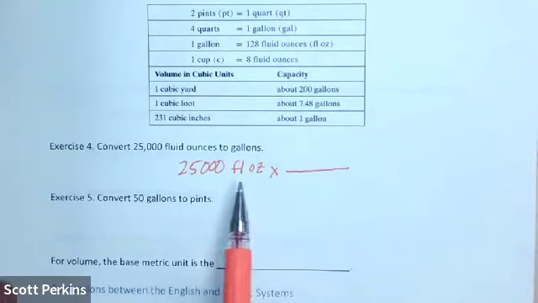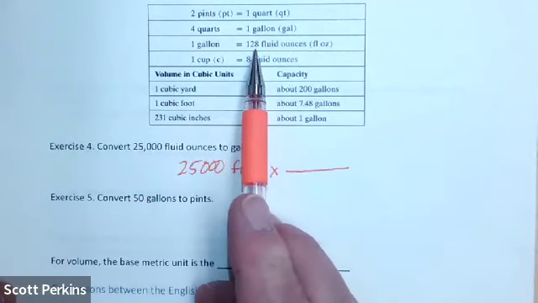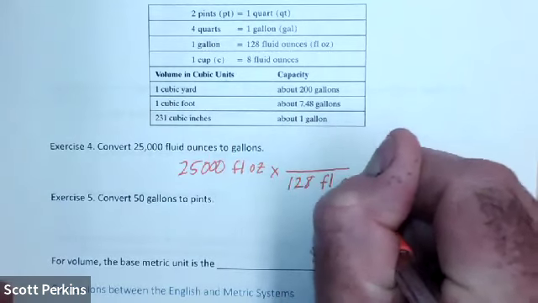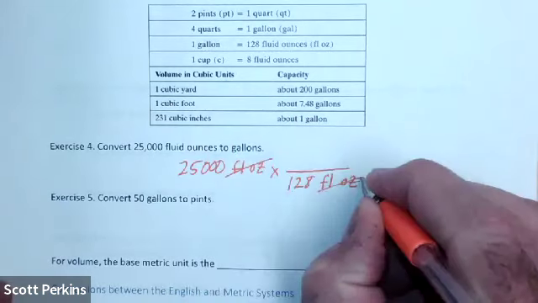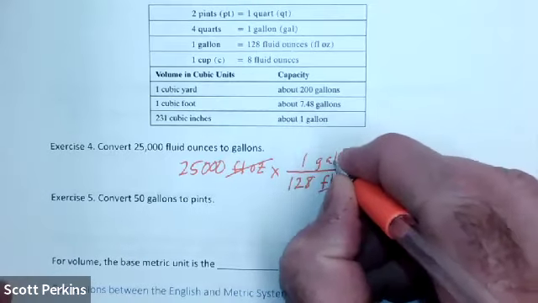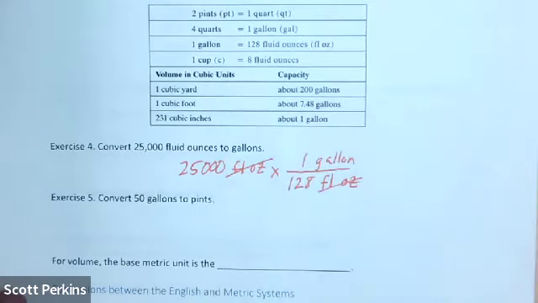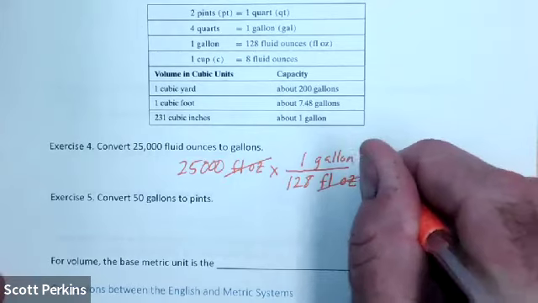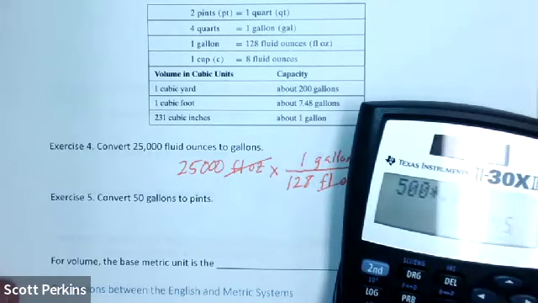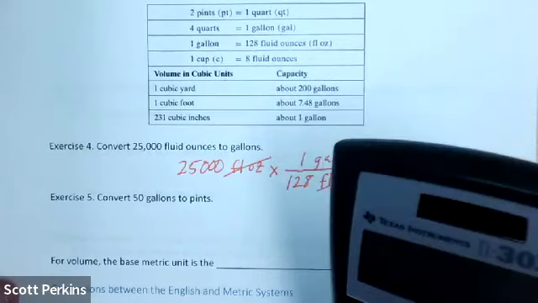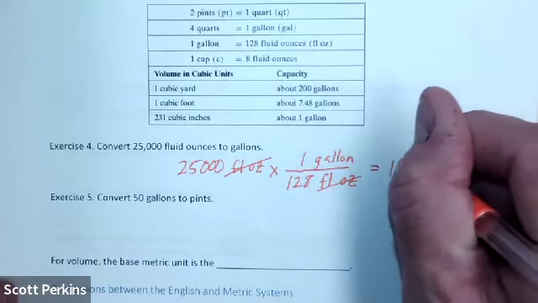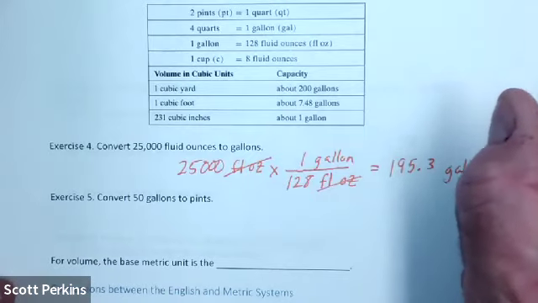So the conversion here between fluid ounces and gallons is that there's 128 fluid ounces in a gallon. So I'm going to put the 128 in the denominator because that's what I want to cancel, the fluid ounces in 1 gallon. Just to give you an idea, your typical can of Coke is 12 fluid ounces. So that's kind of the size of the dimension we're looking at. So I've got 25,000 divided by 128, and that is 195.3125. So I'm just going to call that 195.3 gallons.